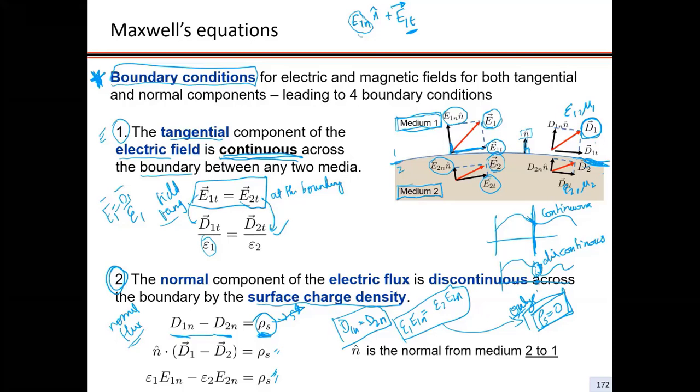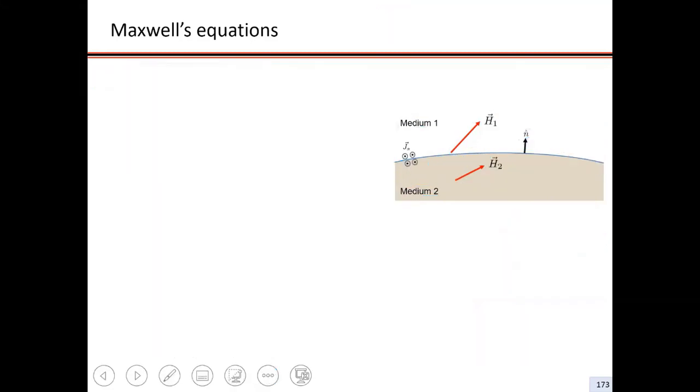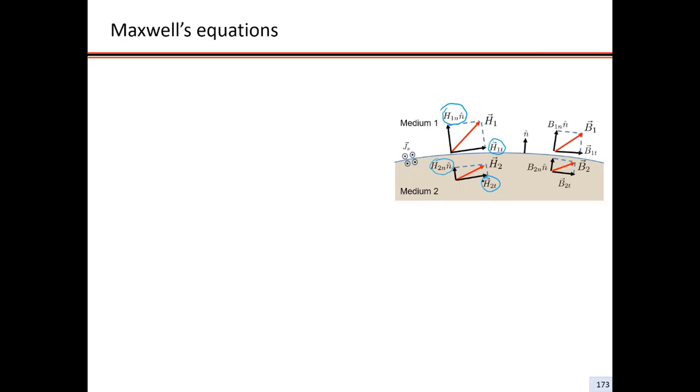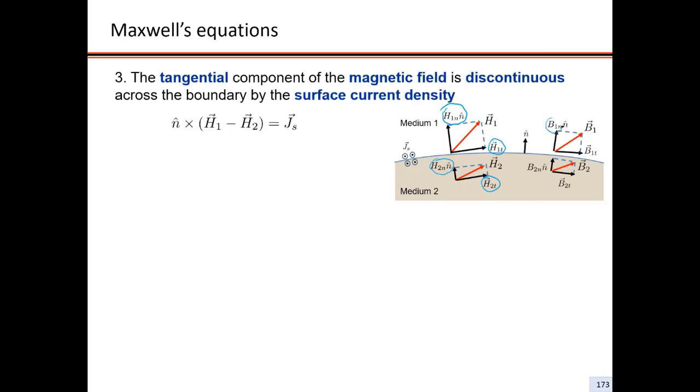The same concept now extends to the magnetic field case. You have two regions, 1 and 2. You have magnetic field H1 and H2. You can decompose it into a normal component and a tangential component. You have similarly the magnetic flux. You can decompose it into normal and tangential.